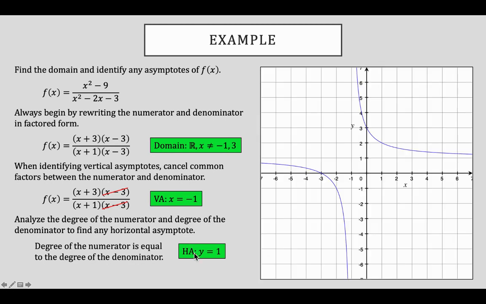If you were to plug this into your calculators, this is the graph that you would get. Notice we have the vertical asymptote at x equals negative 1, and we also have a horizontal asymptote at y equals 1. As my x values approach negative 1, the y values increase and decrease without bound. And as my graph goes to the right, as x goes to infinity, the y values approach 1. As x goes to negative infinity, the y values also approach 1.